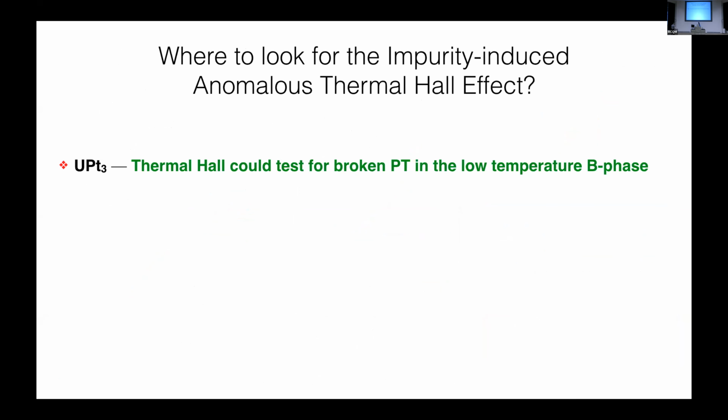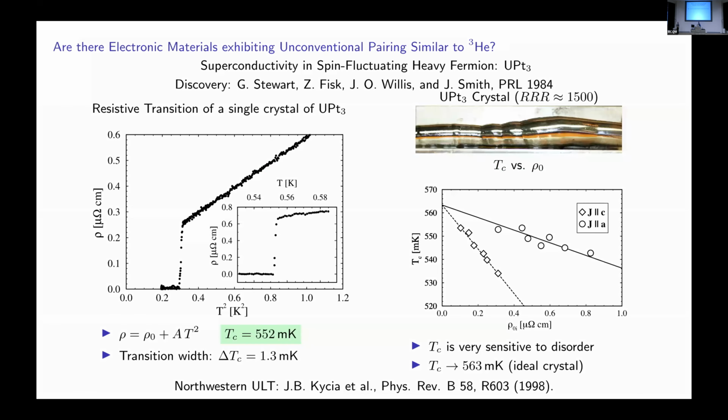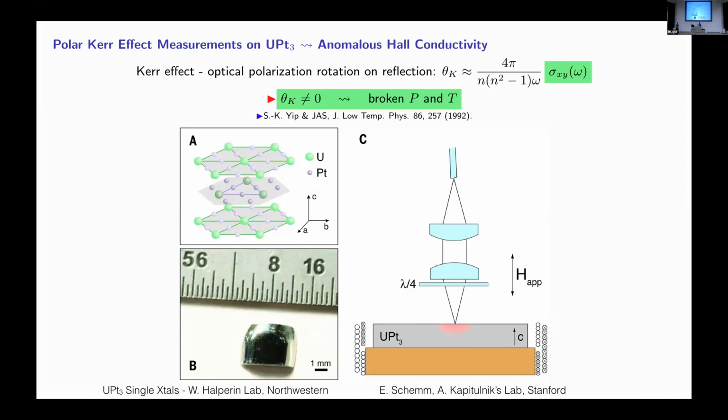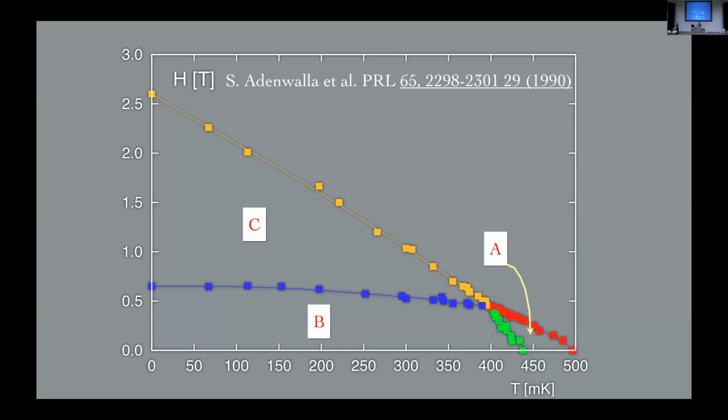I'll just end with some comments on where to look for these impurity-induced anomalous Hall effects. One of my candidates would be to look in the B phase of uranium platinum 3. How many minutes do I have, Leo? None? Basically. Okay, all right. Let me just flip through and say that uranium platinum 3 has multiple superconducting phases, and this B phase is predicted theoretically to break time reversal and mirror symmetry.